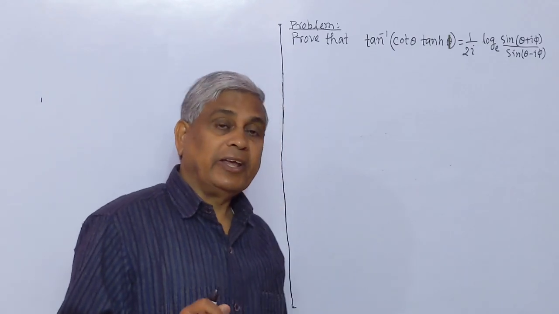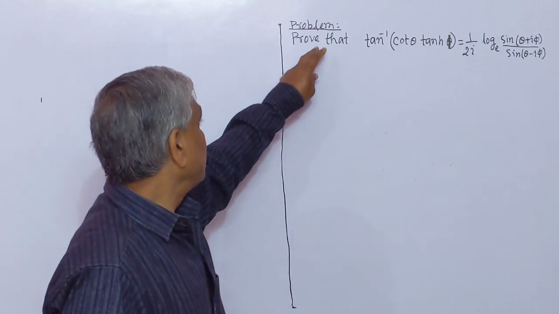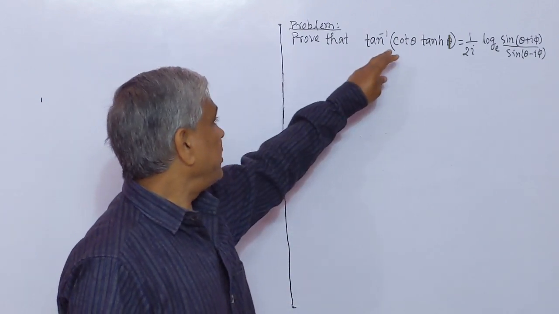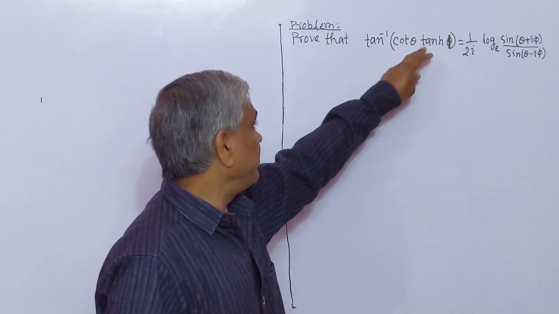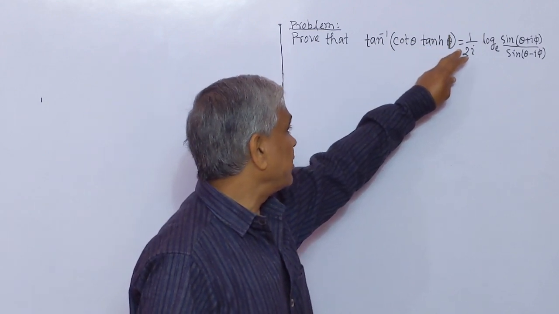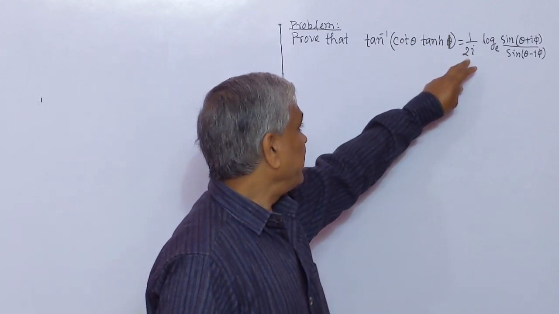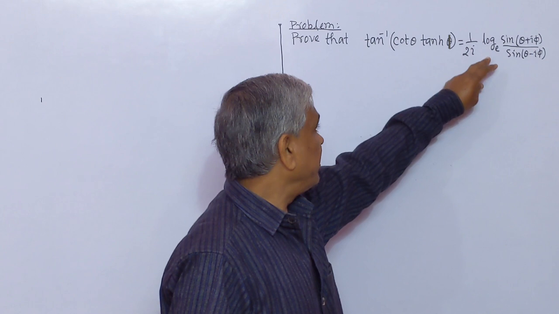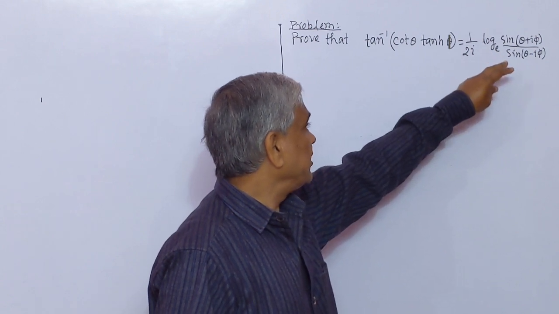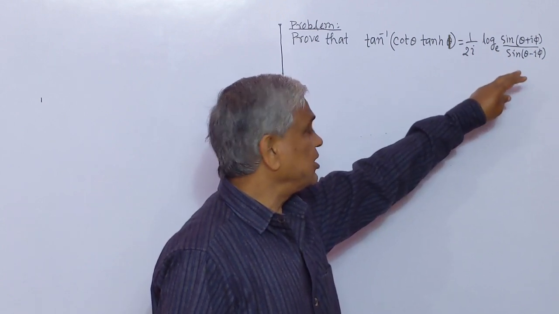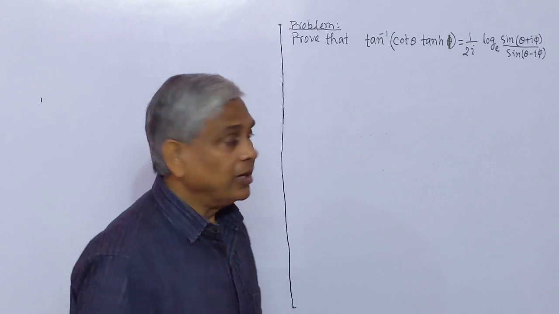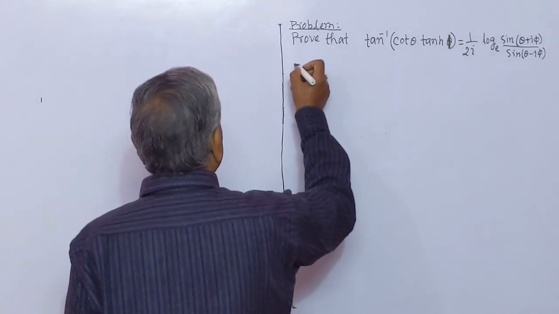Now we solve the next problem. Next problem is: prove that tan⁻¹(cot θ tanh φ) equals 1/(2i) log_e [(sin(θ + iφ))/(sin(θ − iφ))]. Now we solve this. Solution.